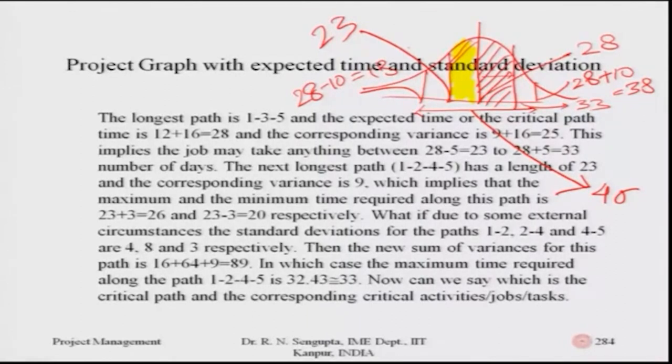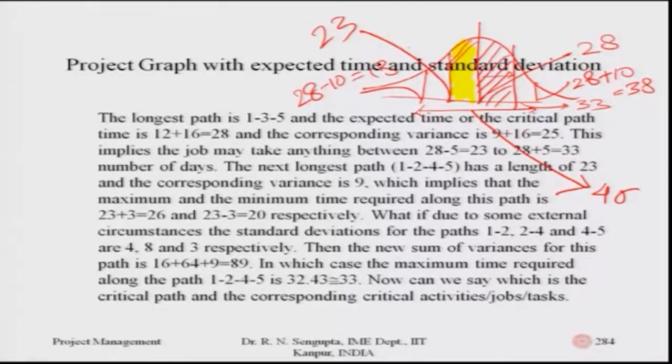The next longest path has a length of 23. If you go back to the figure, which is in slide number 283, it means that the next longest path after the critical path has a length of 23 and the corresponding variance is 9. Now, here we should pause and try to understand.